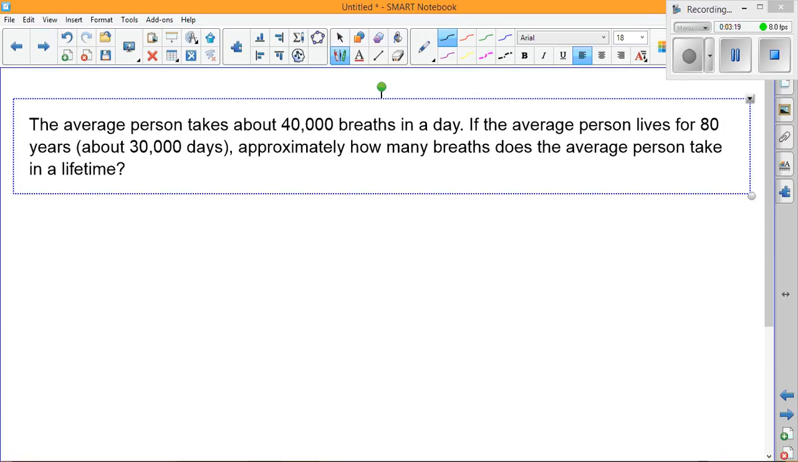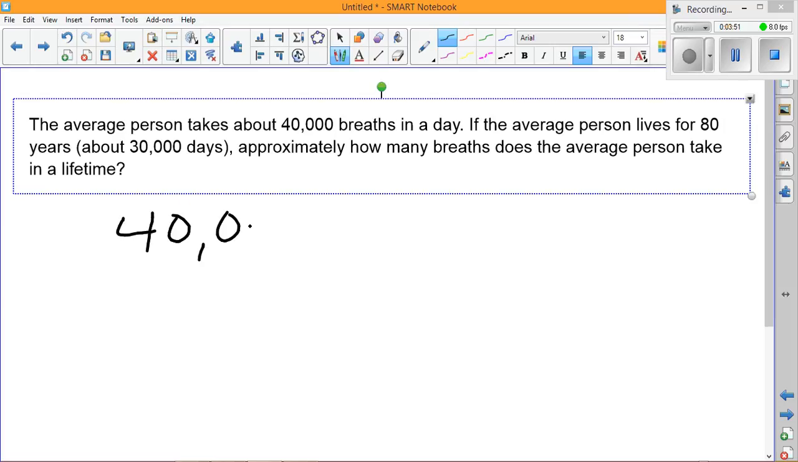So the average person takes 40,000 breaths in a day. If the average person lives for 80 years, or about 30,000 days, approximately how many breaths does the average person take in a lifetime? So when we want to approximate big numbers, sometimes it helps us to be able to just multiply. These numbers that were given to us are pretty easy to work with, but let's look at the first one, 40,000 breaths per day.